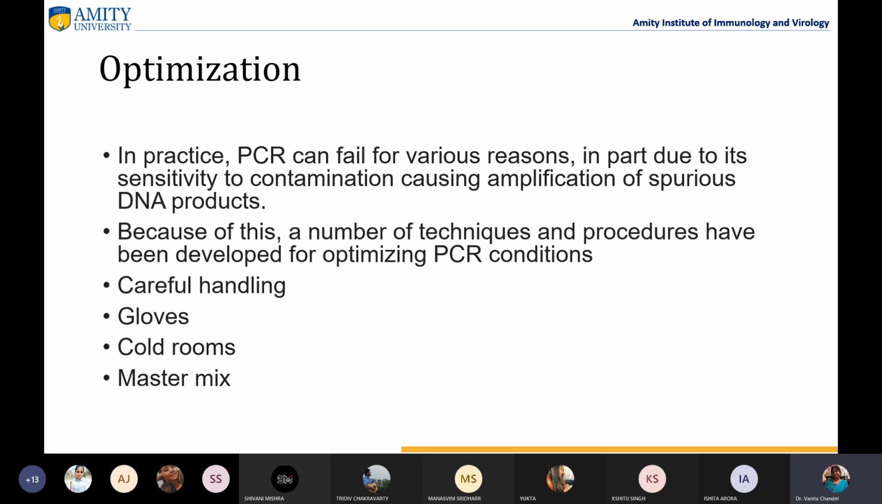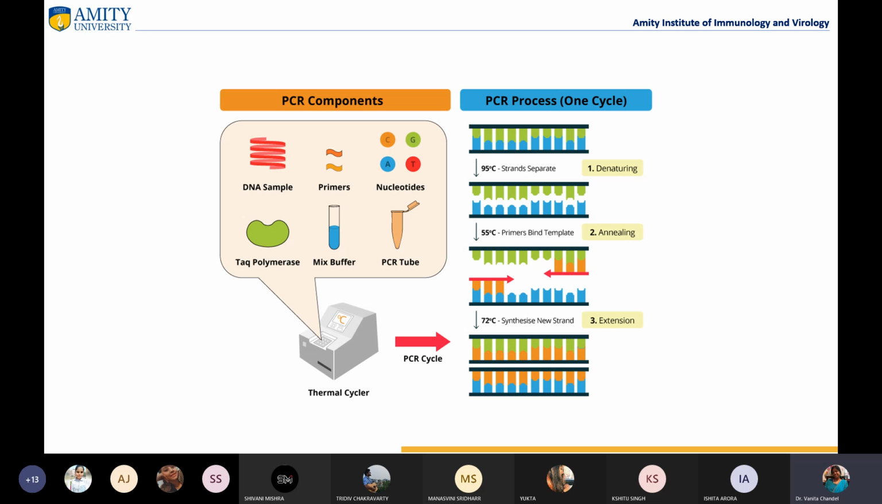Another problem is that non-specific amplification is more at a lower annealing temperature, so we might need to change the annealing temperature to a little higher side, so that the primers can bind properly, right? So in practice, PCR can fail for a number of reasons. Yes, due to the sensitivity. This is a very sensitive process, and any kind of contamination can interfere with the amplification process. So when we use such sensitive techniques or sensitive equipment, we should be very careful. The handling should be very careful. There should be gloves all the time. It is recommended to prepare the master mix in cold rooms or at a lower temperature, so that degradation of DNA or RNA does not happen, right?